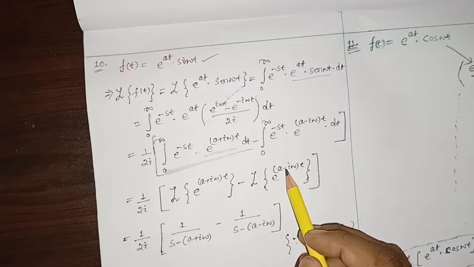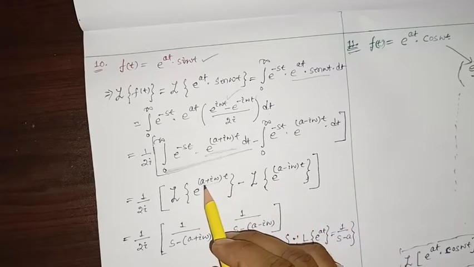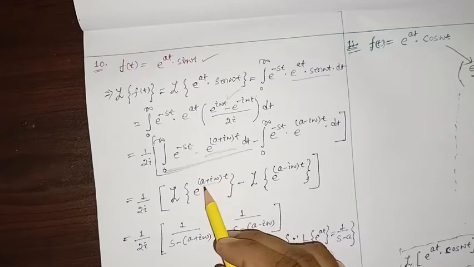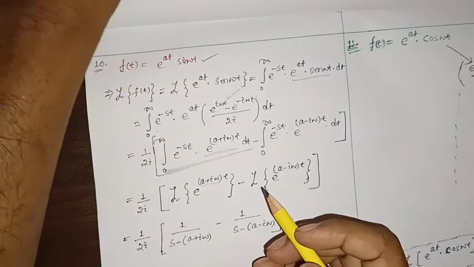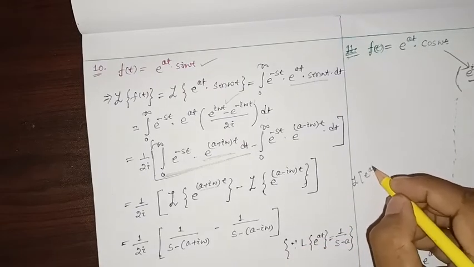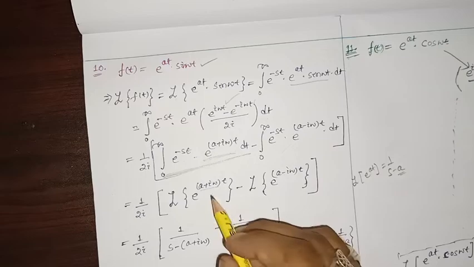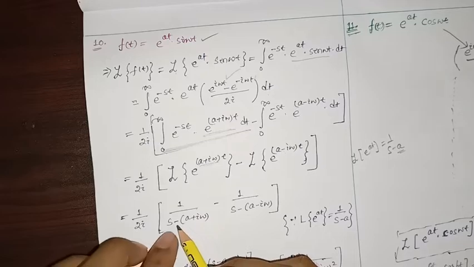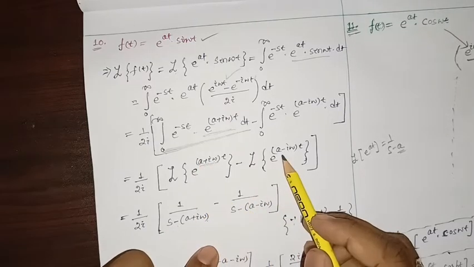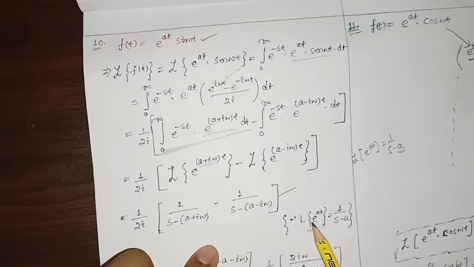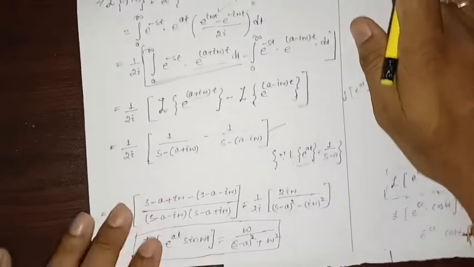You can see that it looks like e to the power at, here instead of a, a plus I omega is there. So we know that Laplace transform of e to the power at is nothing but 1 by s minus a. So here instead of a, a plus I omega is there. So what we have to write, 1 by s minus (a plus I omega), likewise for this we have to write 1 by s minus (a minus I omega), because Laplace transform of e to the at is equal to 1 by s minus a.